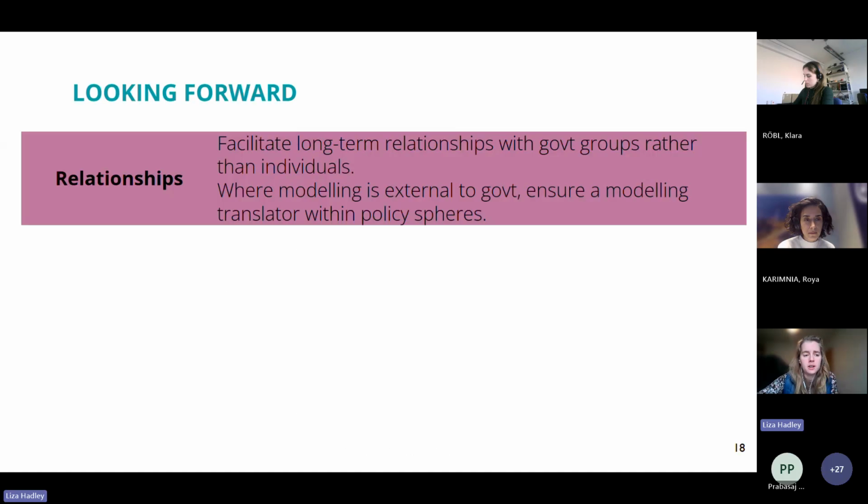Okay. So suggested guideline number 2, relationships. This one's a lot more obvious. Facilitate long-term relationships with government groups rather than individuals. This was a recommendation to protect against some of the high turnover that both government and researchers, especially early career, have. Encouragement to form relationships with multiple individuals to protect against that high turnover. And point 2, where modelling is external to government, ensure some kind of modelling translator or knowledge broker or advocate within policy spheres to enable that process.